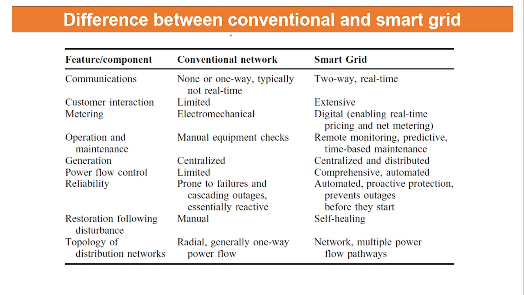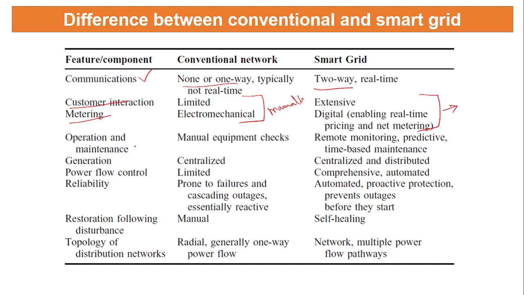Now, what is the difference between the conventional and the smart grid? The first point is communication. Here it is one-way communication. In the smart grid it is two-way communication. The next one is customer interaction and metering. Here the reading is available in the meter. People have to come to your home every month, record the reading, and enter it into the system manually. Everything has to be done manually. If we go for the smart grid, everything is recorded, and all the data is immediately transmitted through the network communication technologies.